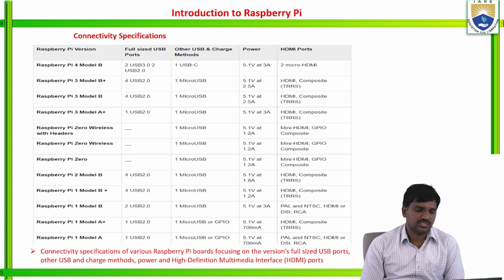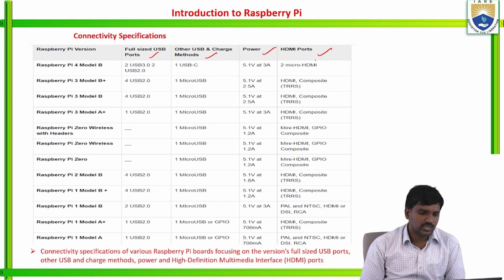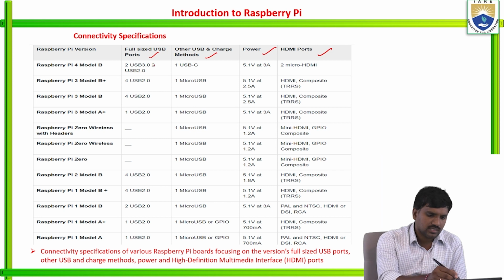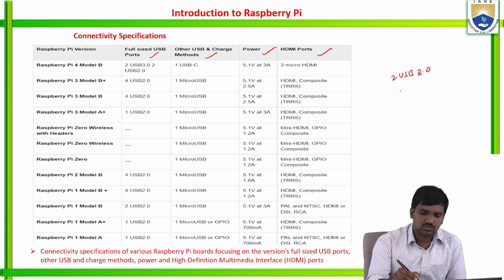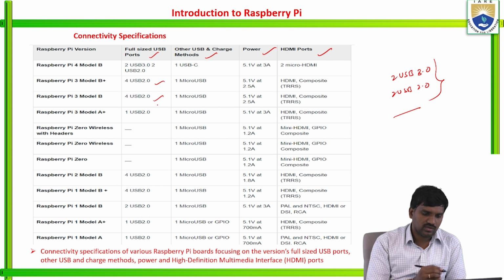And the connectivity specification for the same versions: B plus, B, A plus, zero wireless with headers, zero wireless, zero, B plus, B, A plus, A. So full-sized USB ports, other USB and charge methods, power, and HDMI ports. In terms of full-sized USB ports, there are two USB 3.0, two USB 2.0, like that. We just have to see the USB 2.0 for the different versions.